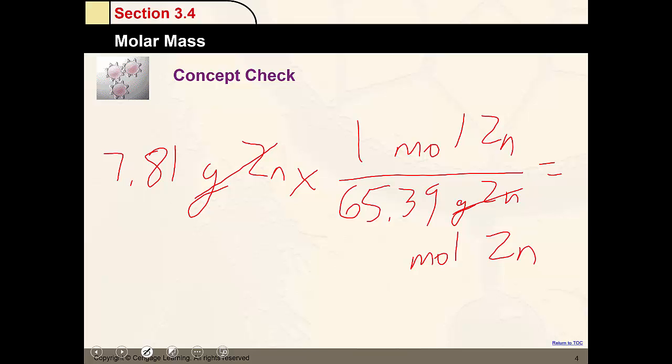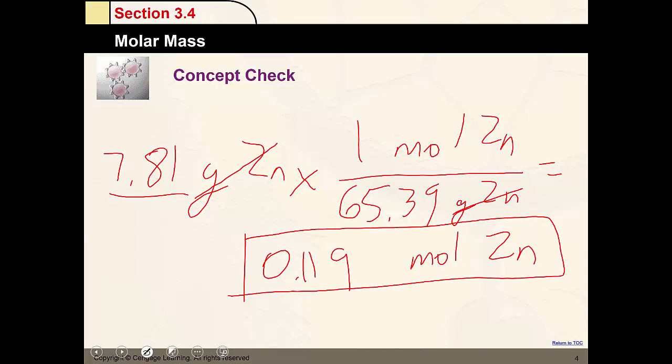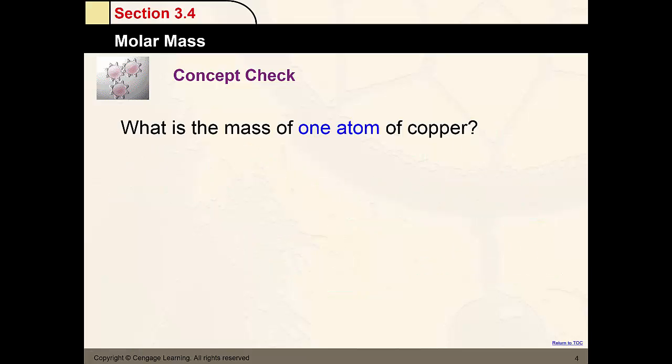So now, when you divide that out, we still start with 3 sig figs. You end up with a value of 0.119 moles of zinc. So grams to moles, you divide by molar mass. Okay, so individually we've converted from moles to atoms, atoms to moles, moles to grams, and grams to moles.